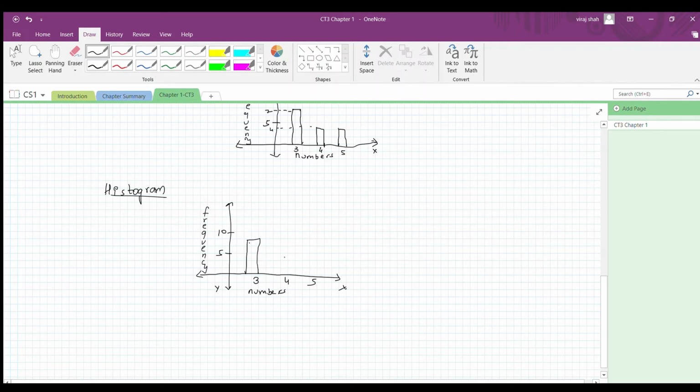Okay, and even 5 occurs for 4. So basically, if you can see, there is a gap in the bar chart and there is no gap in the histogram. That is the two main difference between histogram and bar chart. Okay, going ahead.